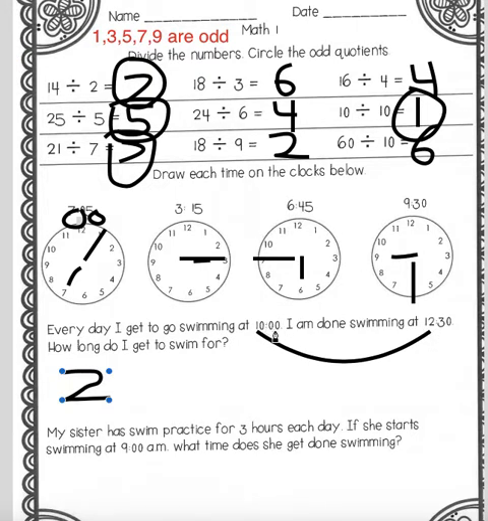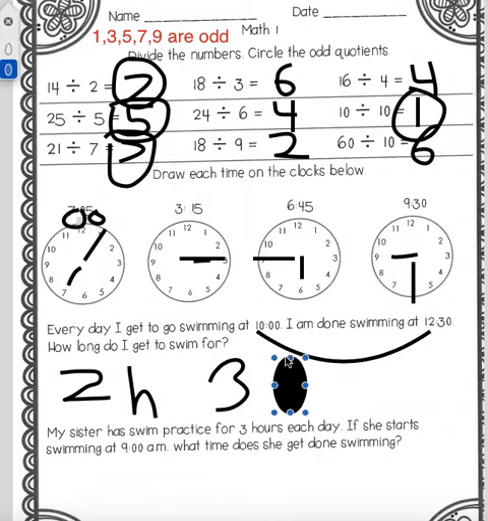And then our minutes, which would be here. Here we were at 0, 0, and here we're at 30. So it would be an extra 30 minutes. I'm just going to put H, and 30. I'll put M for minutes. Okay. All right, and last one on this page.